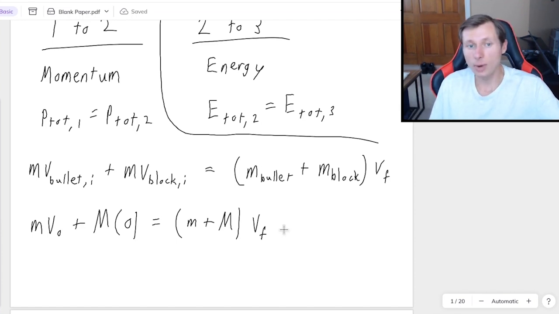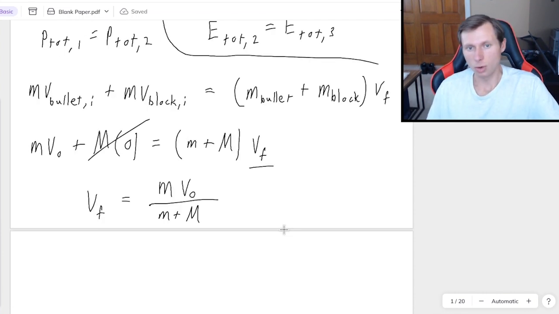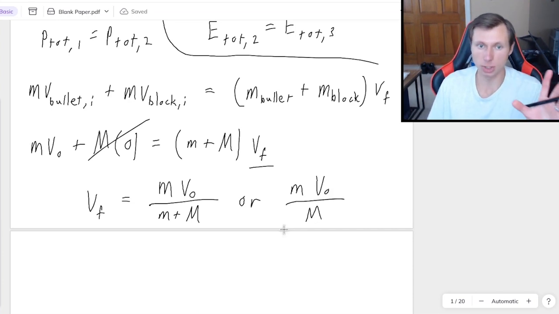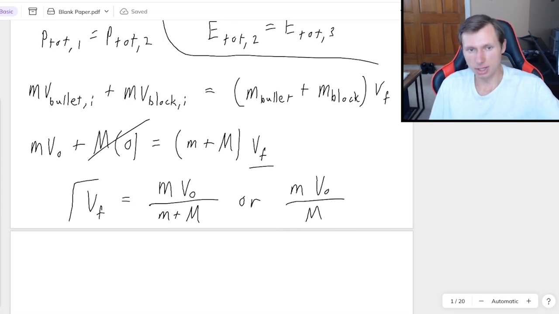So you'll notice I know everything here except V final. So it'd be a very good idea to solve for V final by simply dividing both sides by the mass little m plus big M. So in other words, V final equals, that just goes away because it's 0. And so it's going to be little m V naught over little m plus big M. Or again, if you did that shortcut from earlier, you would get m V naught over capital M, where you're just ignoring the little mass after the collision. But again, I'm going to be dealing with the left version.